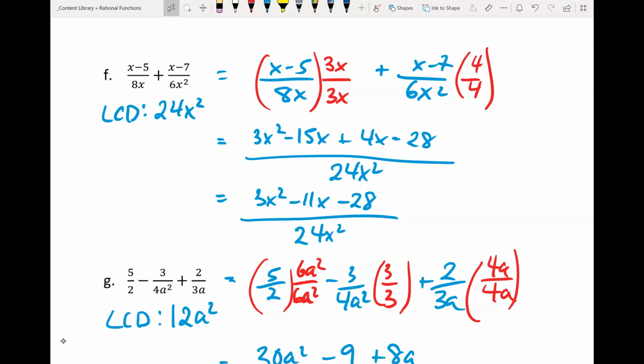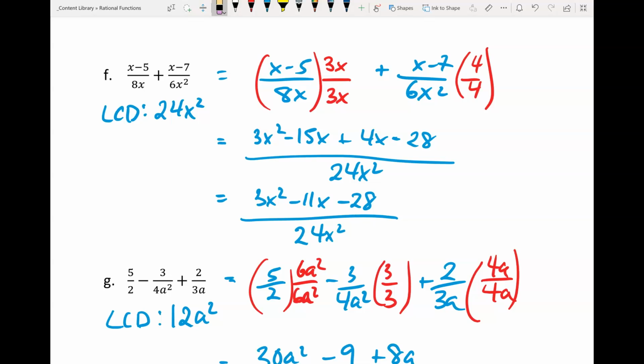Now, if you did end up using 8 times 6, which is 48, and then your LCD would have been 48x squared, that is completely fine as well. You should get the same answer in the end, but it's not a lowest common denominator. Your lowest common denominator would be a product that would be in common between 8 and 6, and it would be the lowest one. And 48 would not have been the lowest one. But again, if you decide to use 48x squared, it's not wrong, it's just not an LCD.